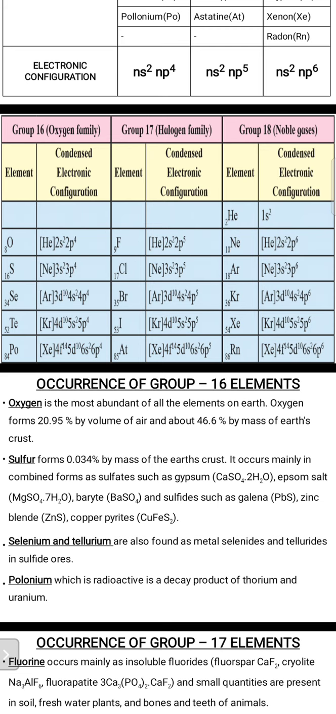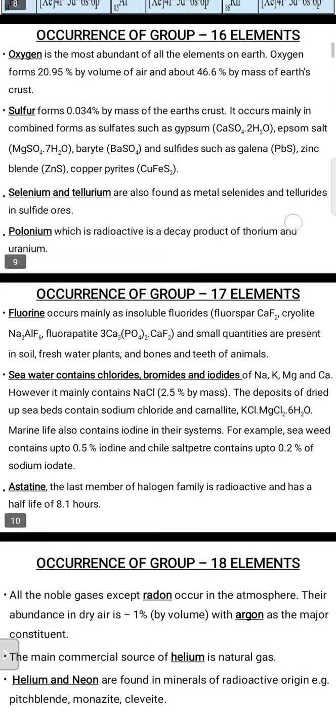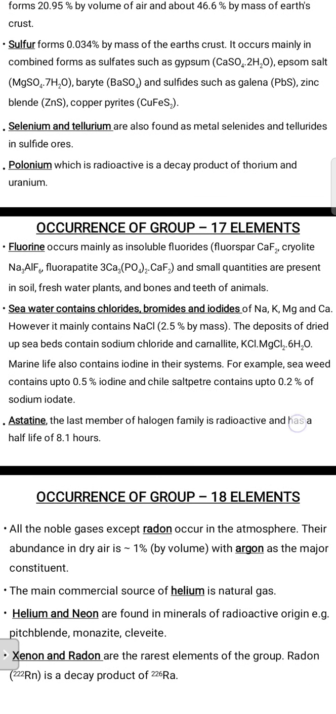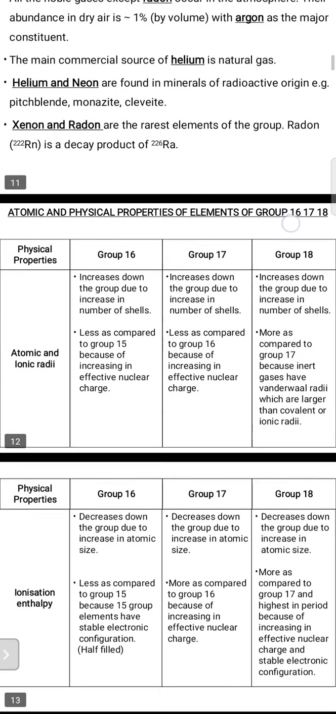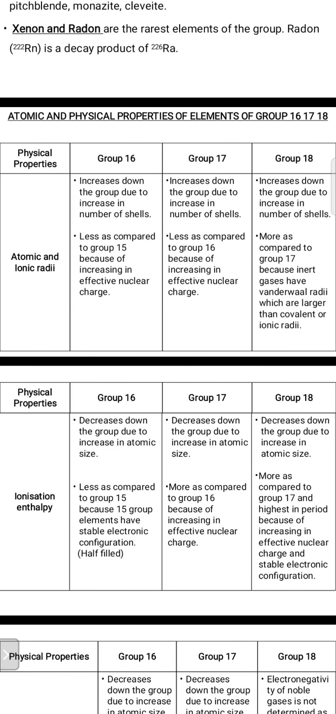Then we learned about the occurrence of group 16 elements, then occurrence of group 17 elements, then occurrence of group 18 elements. Later on, atomic and physical properties of the elements of group 16, 17, and 18, that we have to start now. In this topic, we comparatively study the physical properties of all these three groups, one by one. First property is atomic and ionic radii.